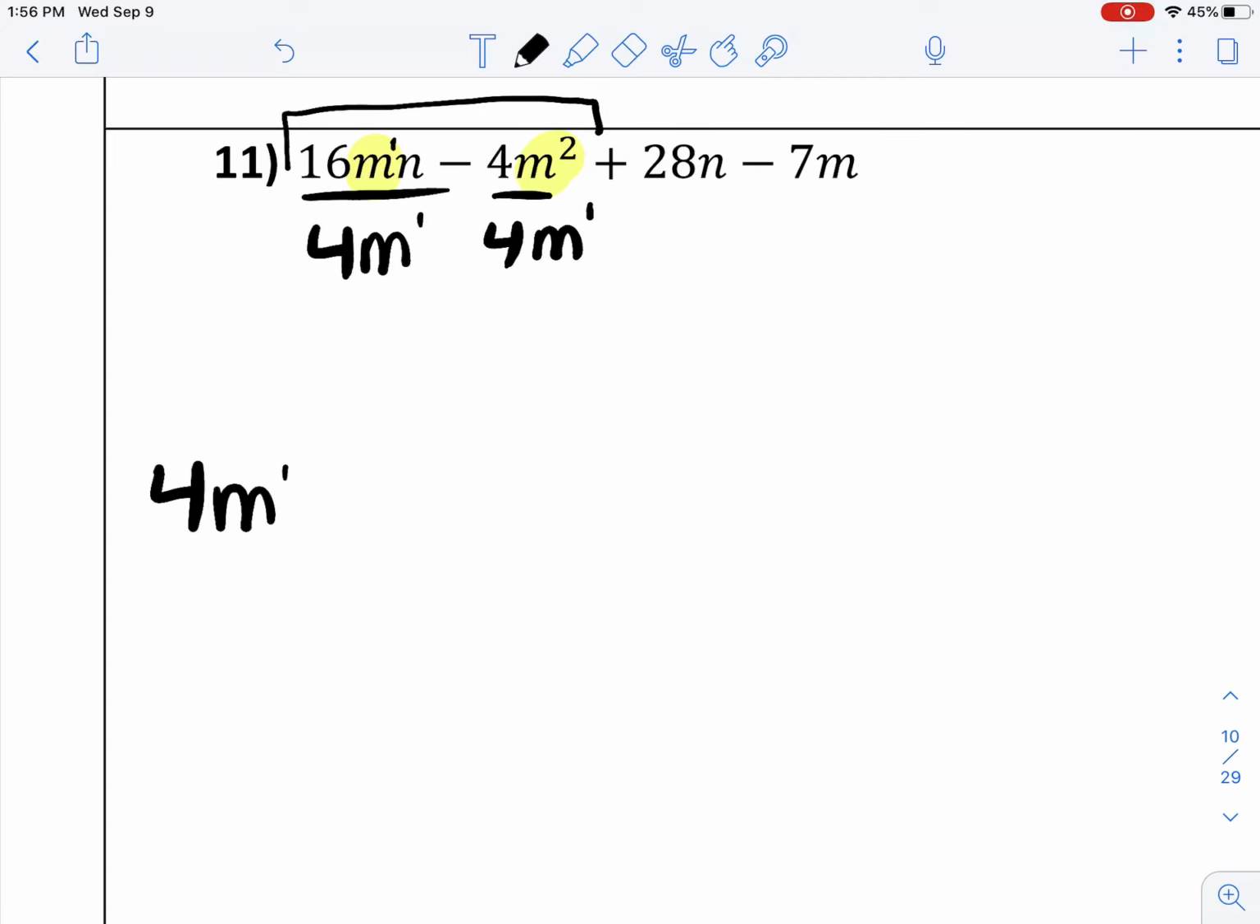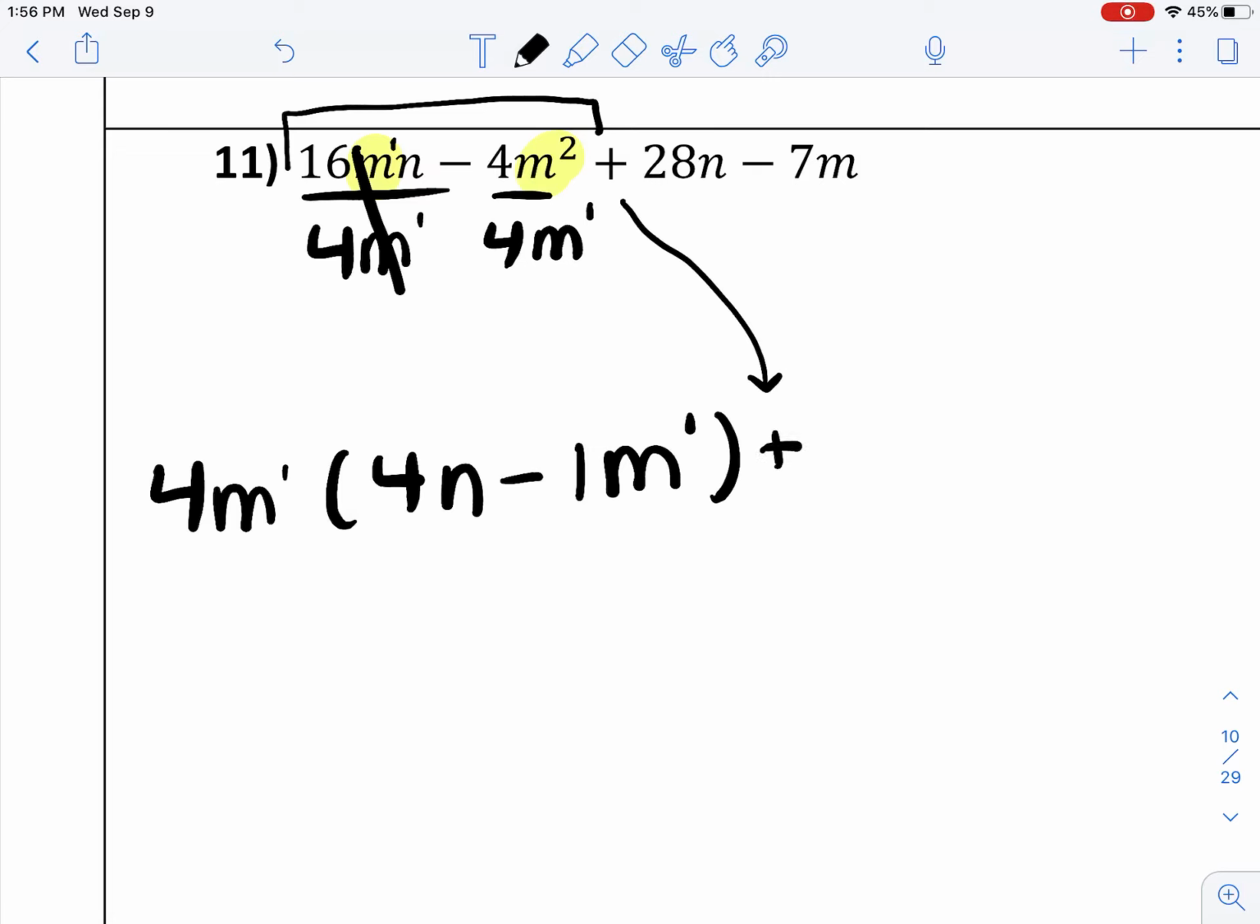So 16 divided by 4 is 4. My m's cancel and I'm left with n. Minus 4 divided by 4 is 1. My m squared divided by m to the first, if I'm subtracting my exponents, 2 minus 1 means that I still have m to the first power left. Then I bring down my plus sign.